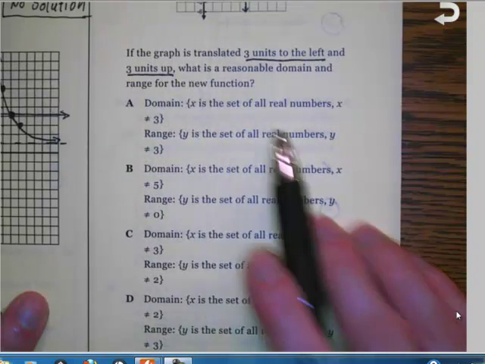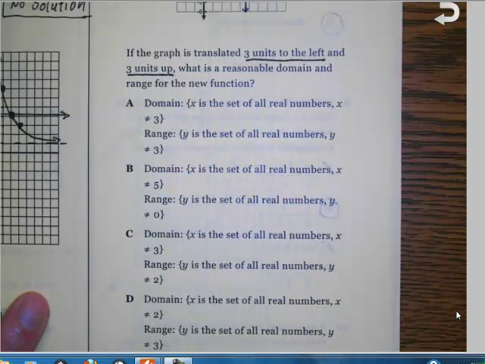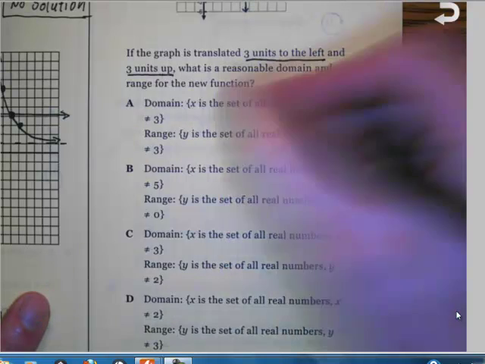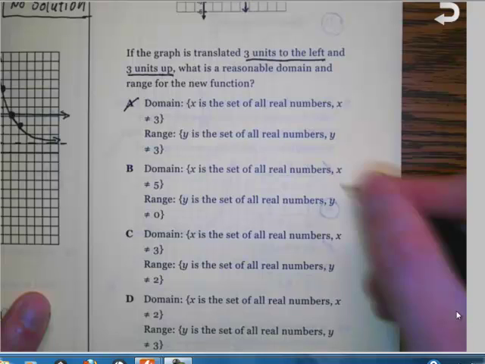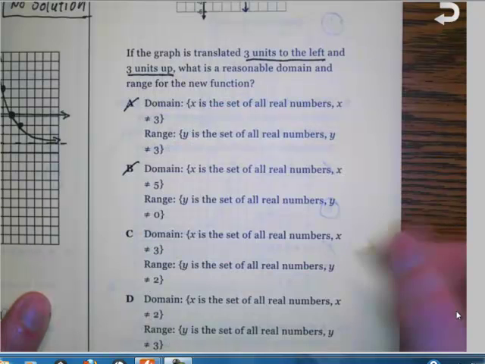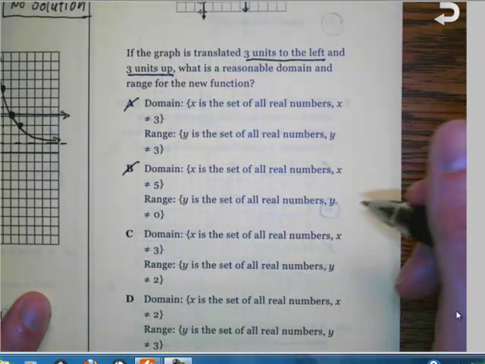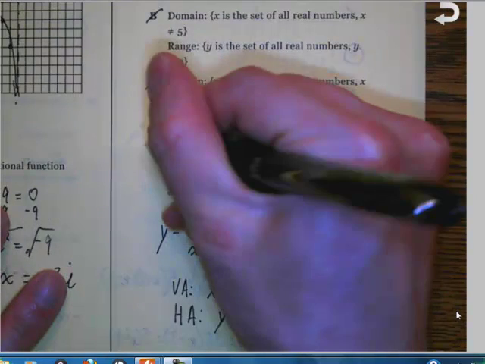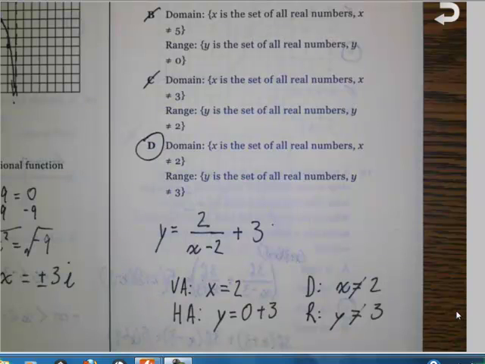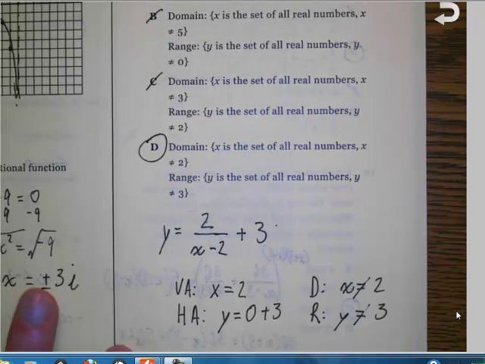Now, let's take a look at our functions for a moment. Domain is the set of all real numbers except that x does not equal 3. Well, that's wrong because we know x does not equal 2. X does not equal 5, doesn't work. X does not equal 3, still doesn't work. X does not equal 2 is the only one that fulfills both conditions, and that's it. Just by finding the domain, if properly done, you can eliminate the other wrong choices.